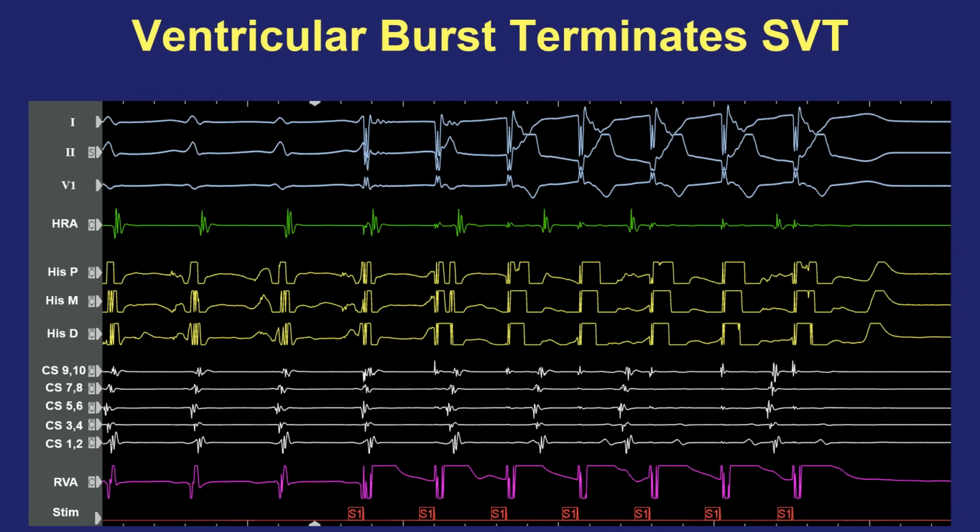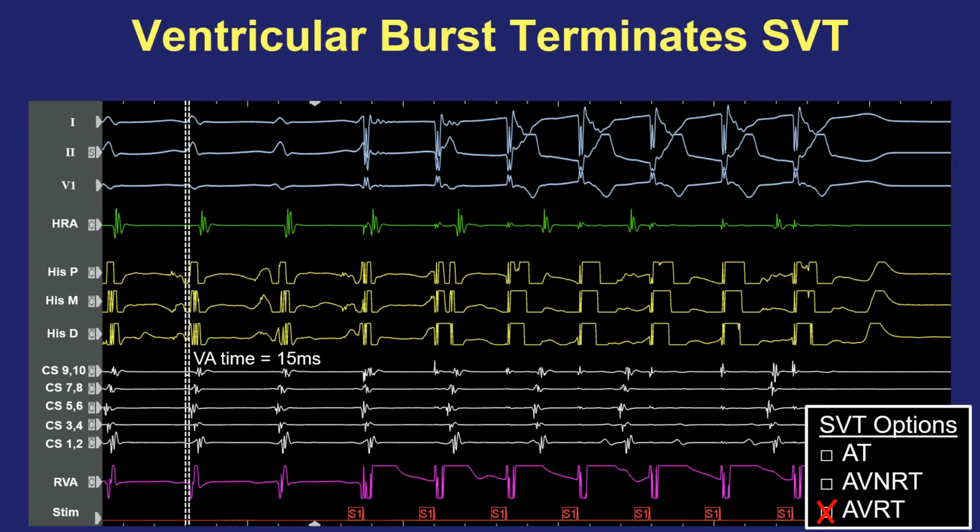So let's look at the left side of the screen when tachycardia was ongoing. Let's look at the VA time. Let's not ignore that. It's ultra short, right? 15 milliseconds from the beginning of the QRS to the earliest A. What does that tell us? Well, here's our checklist. We've talked about how you can rule out AVRT if the VA time is less than 70 milliseconds. So great, we've crossed one thing off the list.